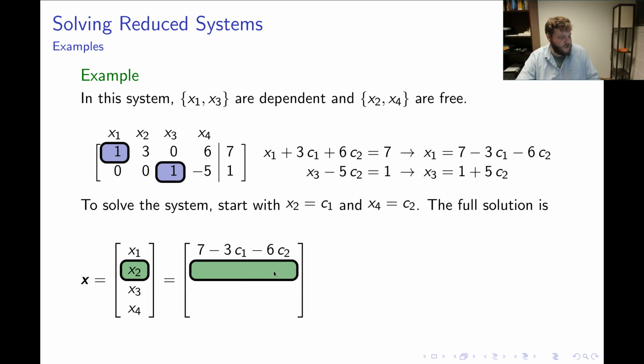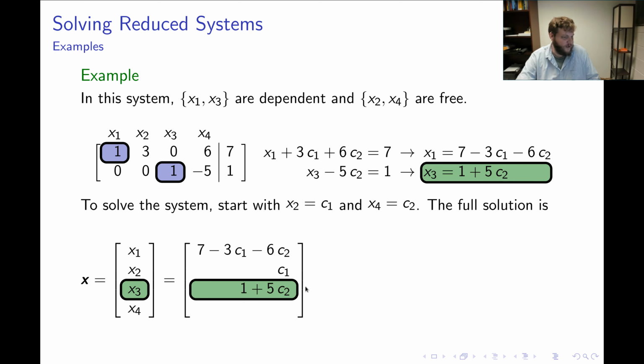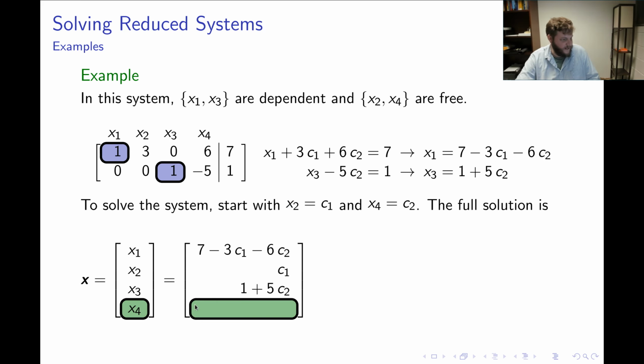Then we said x2 here was equal to this relabeling, c sub 1. So that goes in my second coordinate for my solution vector. The third coordinate x3, we solved for this previously. That was 1 plus 5c2. So that goes in my third coordinate of my solution vector. And finally, we've said previously that x4, that was our second free variable, which we set equal to c sub 2. So this goes into my fourth coordinate of my solution vector.